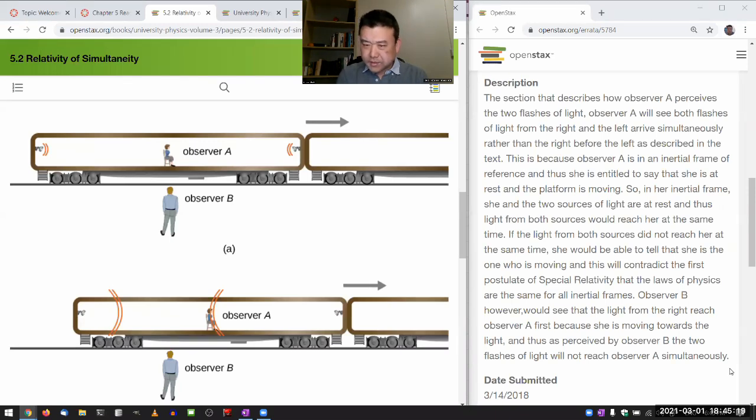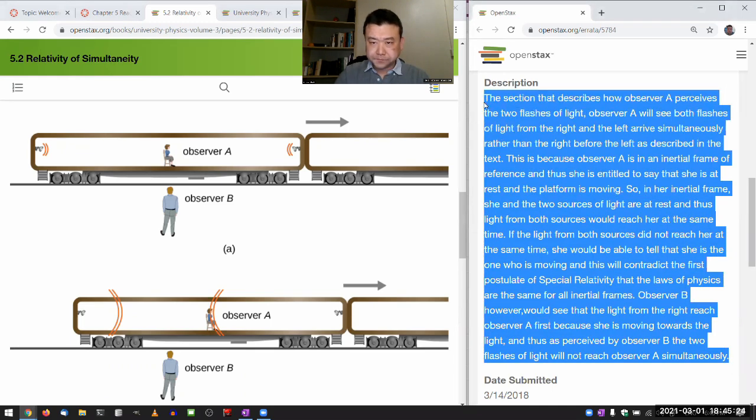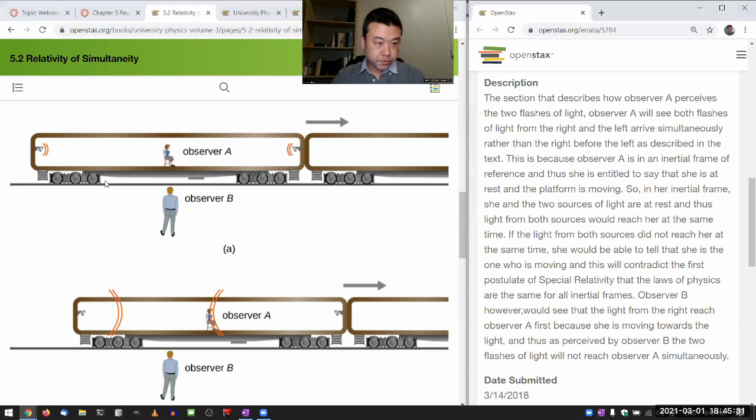I think you can actually see something within this description here that's internally inconsistent, because whether these two lights arrive at observer A at the same time or not, that's an unchangeable fact. So if these two flashes of light arrive at observer A at the same time in her reference frame, then that particular fact would be the same regardless of what other reference frame you are in.